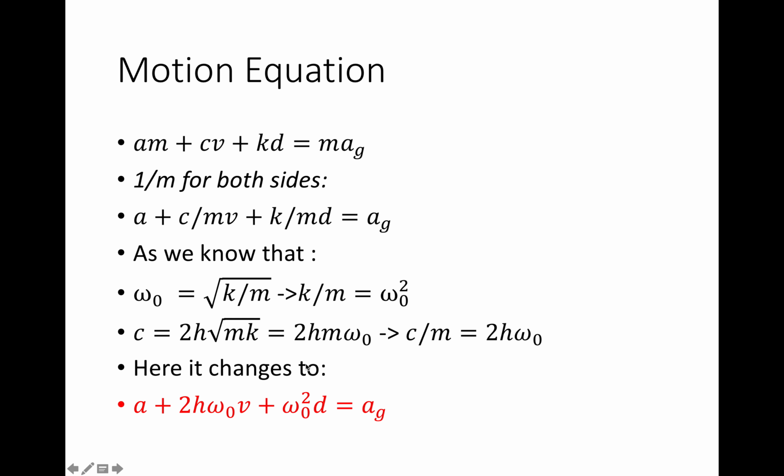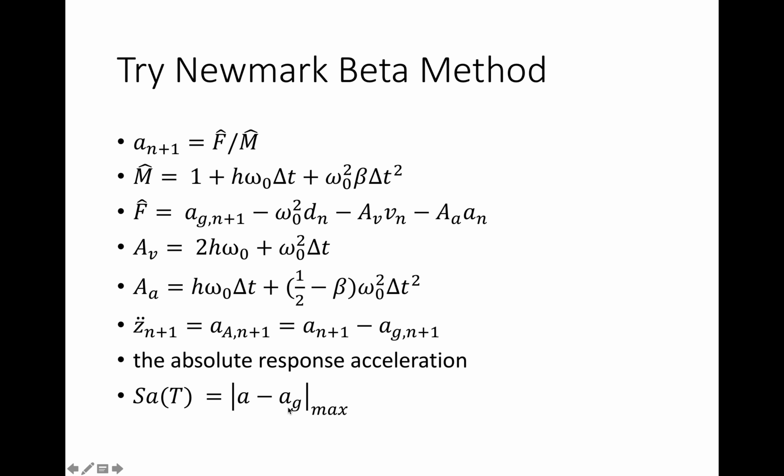Finally, our equation becomes this: c divided by m becomes 2h omega 0, and k divided by m becomes omega 0 squared. So we get this equation of motion that is only about omega 0 and h, and of course the input earthquake. Thus, we can know that the structural response is only related to omega 0, h, and the input earthquake. Whenever m or k changes, only the ratio of k to m matters, because only omega 0 matters. So we prefer to use only omega 0 and h instead of m, c, k to get the structural response.